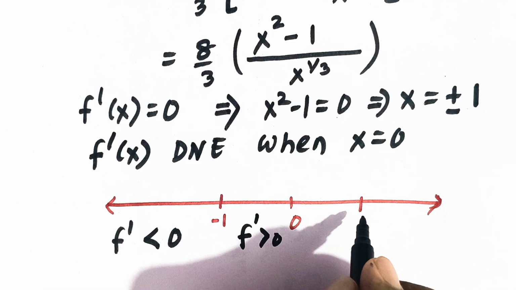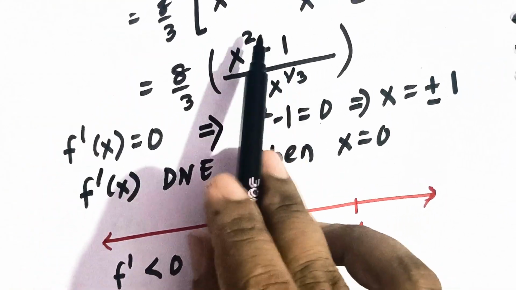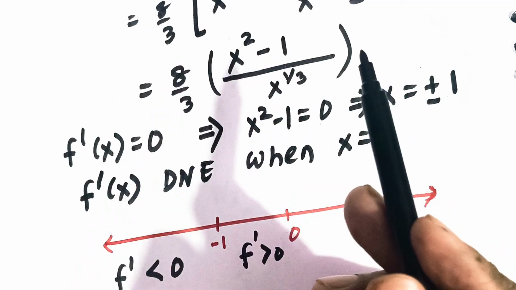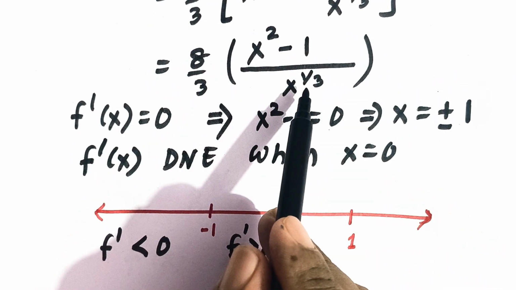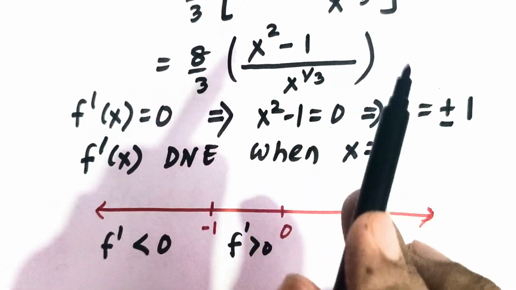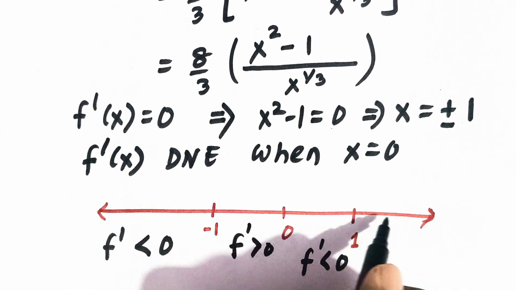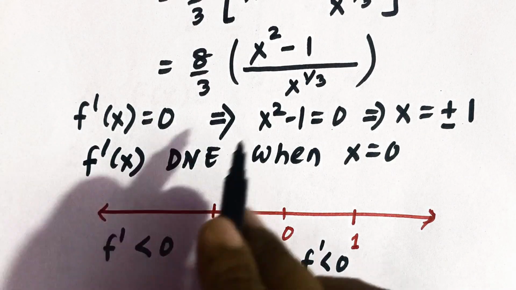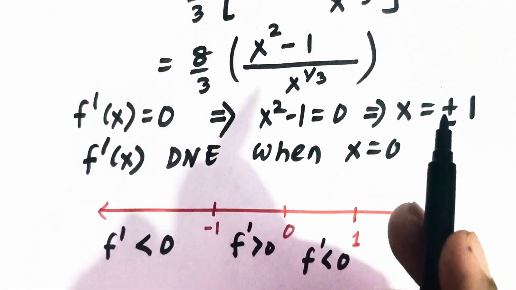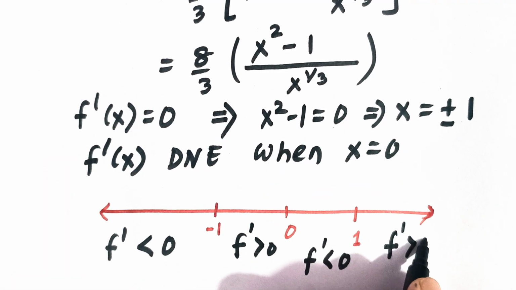In 0 to 1, let's put 1/2. In the numerator, this is 1/4 minus 1, which is negative, that is minus 3/4. The denominator is positive, as the cube root of 1/2 is positive. So negative over positive is negative. So f dash is less than 0. Similarly, let's put 3: 3 square minus 1 is positive, and 3 to the power 1/3 is positive. Positive by positive is positive. So f dash is positive.